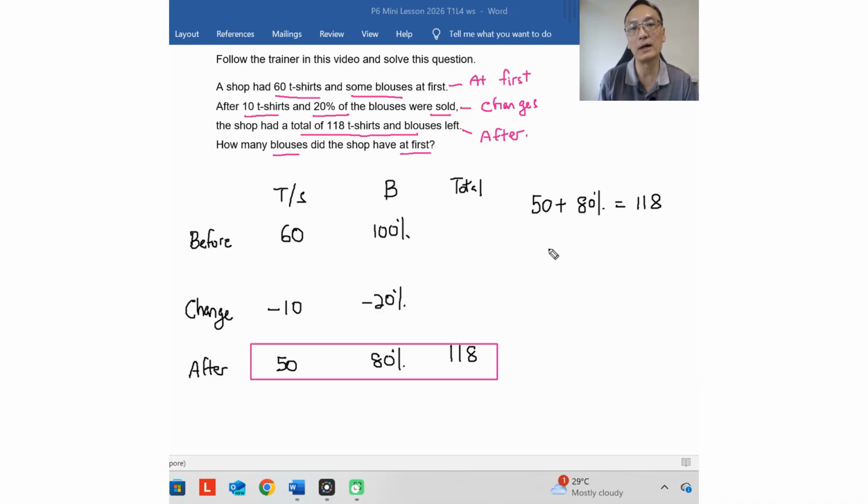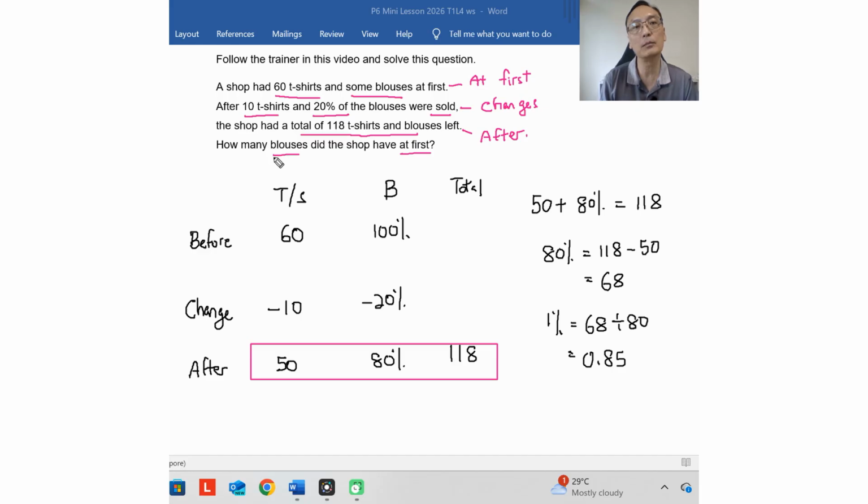So next, we need to find the value of this 80%. For this 80%, we will take 118 minus 50. This will give us 68. Next, we will find the value of 1%. So for 1%, we will take 68 divided by 80, and this will give us 0.85.